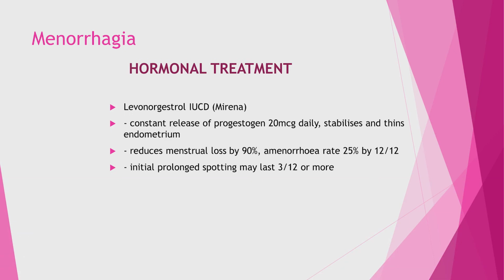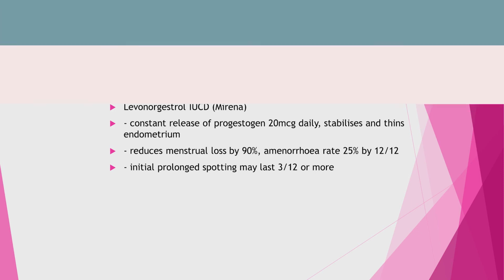The most popular choice in Australia is the Mirena, the levonorgestrel IUCD that covers heavy bleeding and also provides contraception. It boasts a menstrual loss reduction of up to 90% in most women after 1 year. The only issue with this is the spotting that can go up to 3 months from insertion.